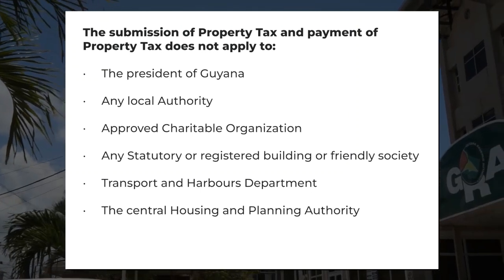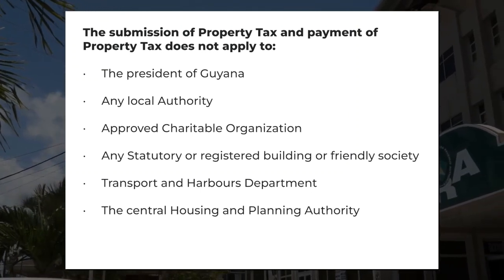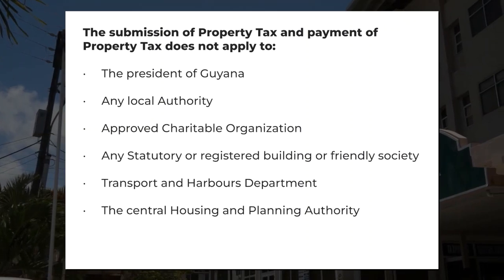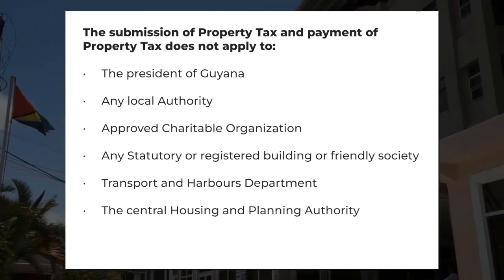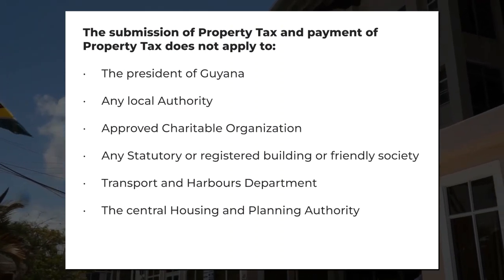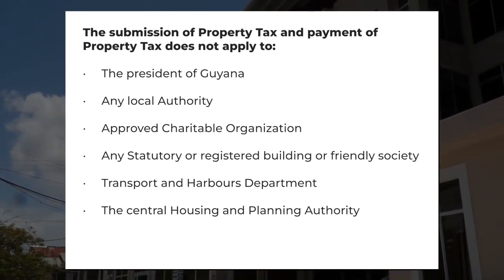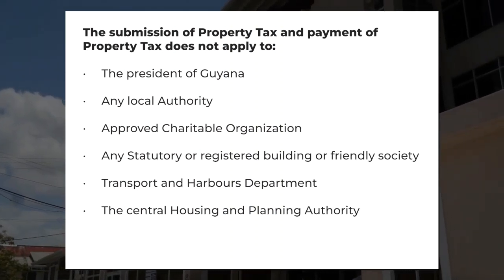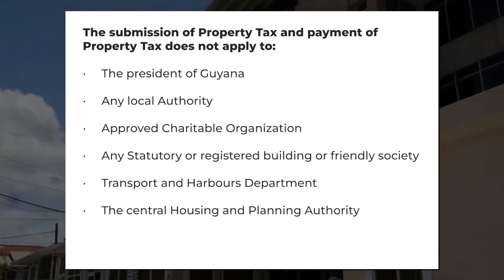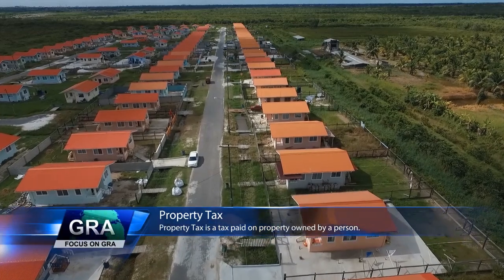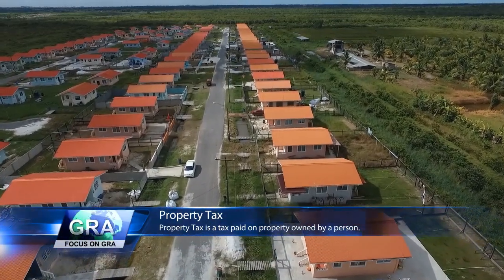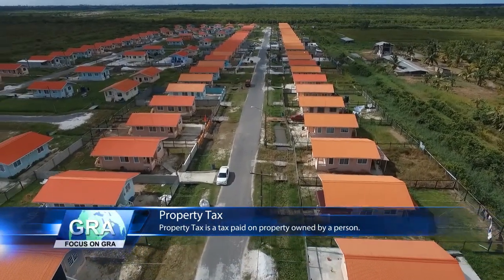The submission of property tax and payment of property tax does not apply to the President of Guyana, any local authority, approved charitable organization, any statutory or registered building or friendly society, Transport and Harbors Department, the Central Housing and Planning Authority, just to name a few. Section 6 of the Property Tax Act, Chapter 80:21, outlines all those who are exempt from this category of tax.